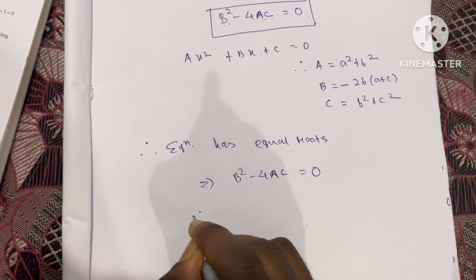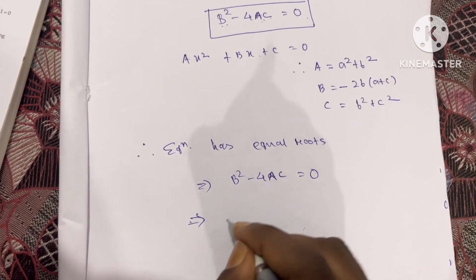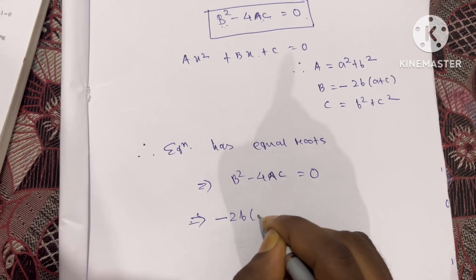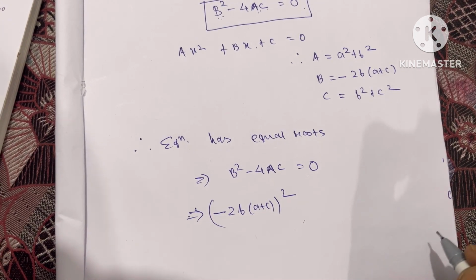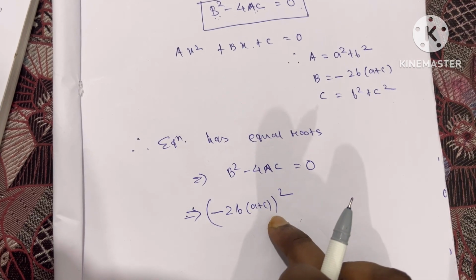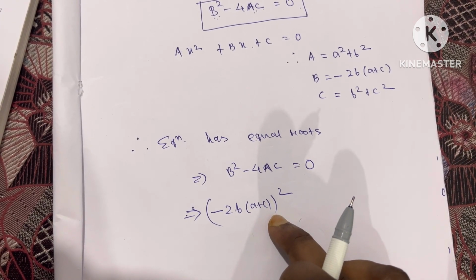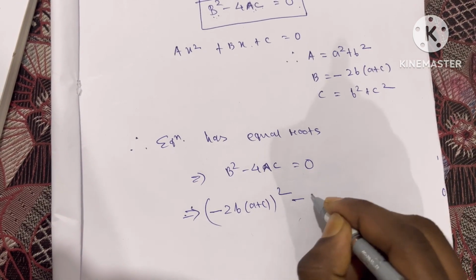So therefore, what is the value of b? b means minus 2b into (a plus c) whole square. So this is the value of b, and this is minus, that's why giving what? A bracket. Within the bracket I write (a plus c) whole square, then minus 4 into a.